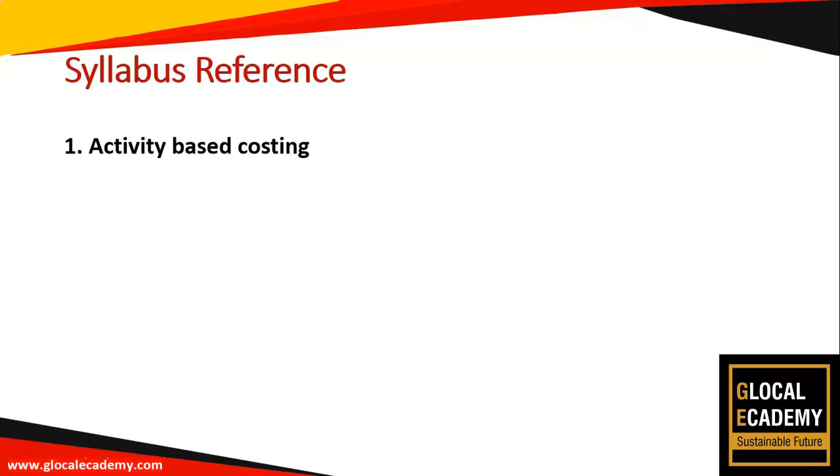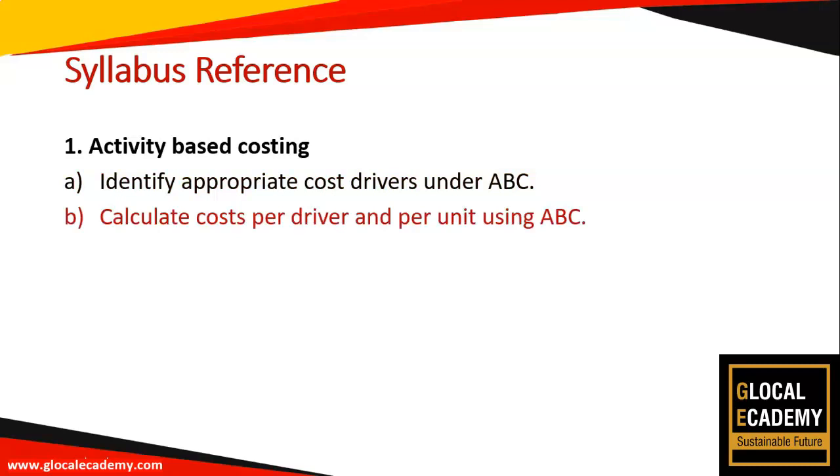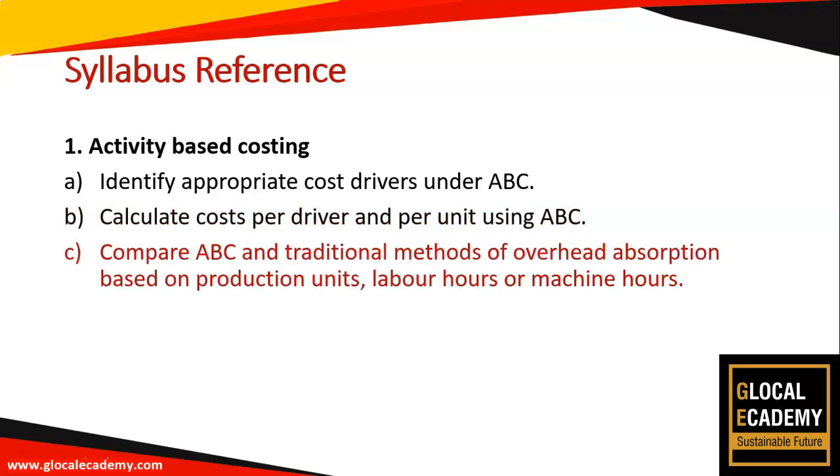After taking this lecture, you should be able to identify appropriate cost drivers under activity-based costing. You should also be able to calculate cost per driver and cost per unit using activity-based costing. Finally, you should be able to compare activity-based costing and traditional methods of overhead absorption costing based on production units, labor hours, or machine hours.